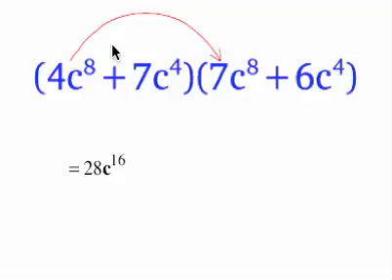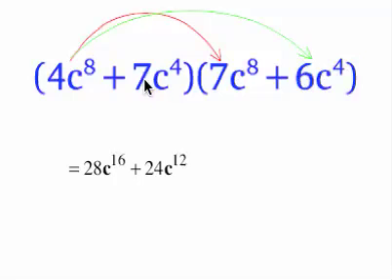Then the 4c to the 8 multiplies the 6c to the 4. So 4 times 6 is 24. C to the 8 times c to the 4, add the exponents, is going to be c to the 12. So we're going to get 24c to the 12. Now the 4c to the 8 has multiplied everything over here, so it's the 7c to the 4's turn. It's going to multiply everything.